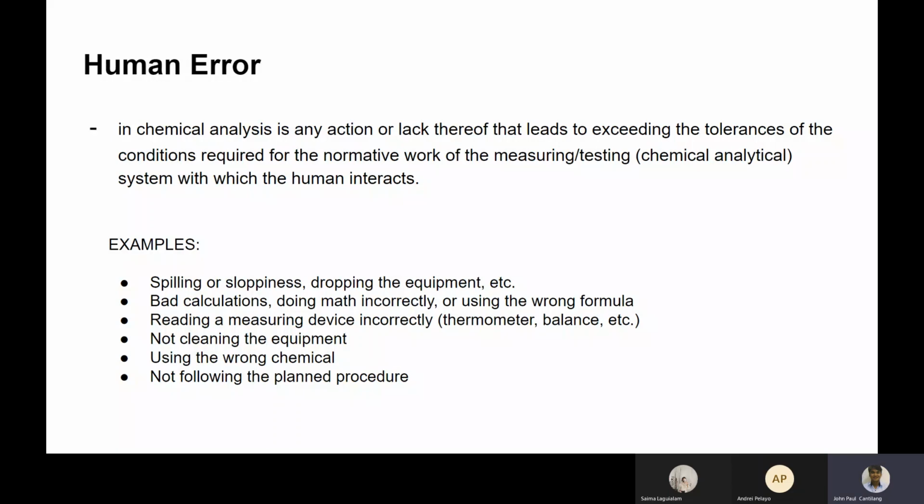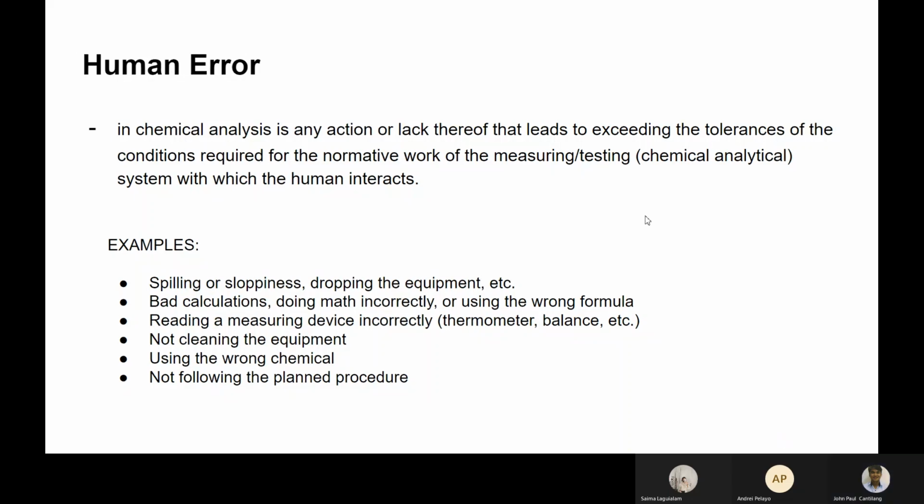The next will be human error. So human error. What is human error? In a chemical analysis, it is any action or lack thereof that leads to exceeding the tolerances of the conditions required for the normative work of the measuring or testing chemical analytical system with which the human interacts.